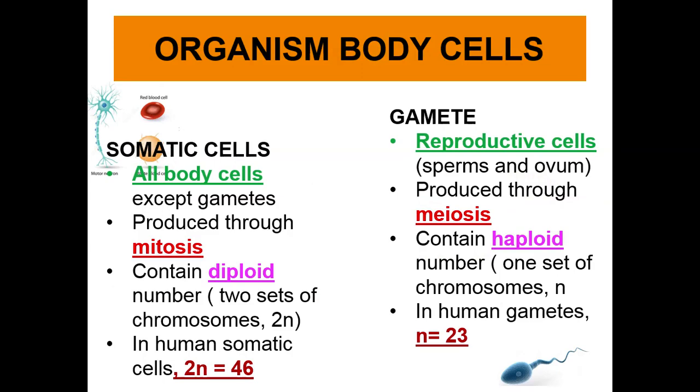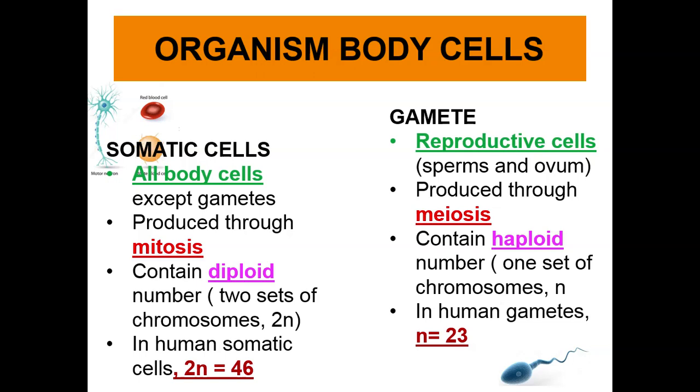Now let me proceed to more specifics about somatic cells and gametes. Gametes, which consist of sperm and ovum, are produced through meiosis. This is a new term for you, which contains the haploid number. What does haploid mean? Haploid means half, which contains one set of chromosomes.